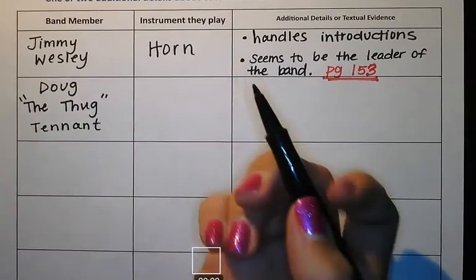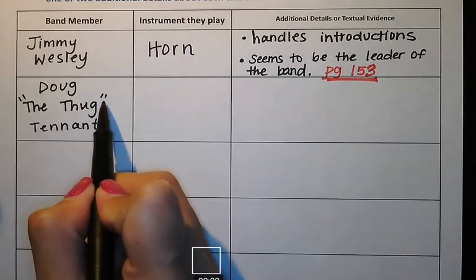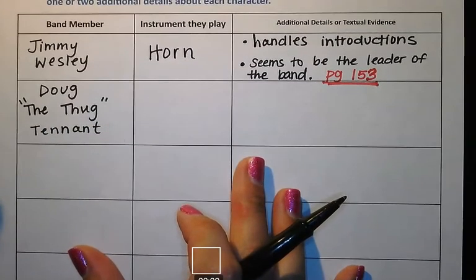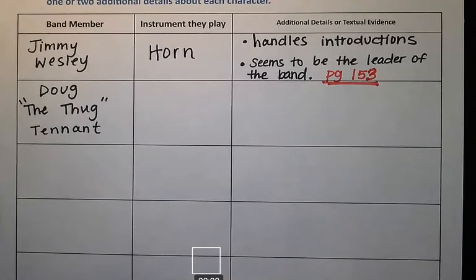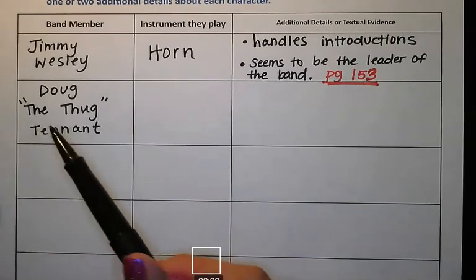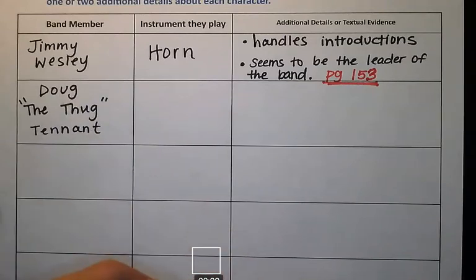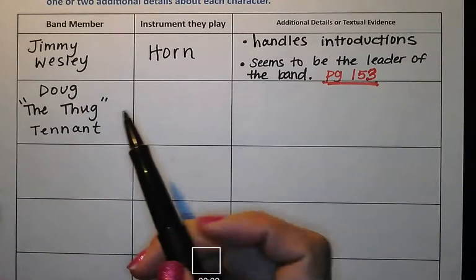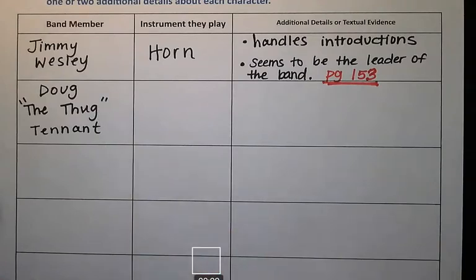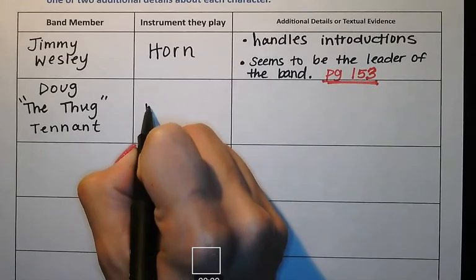And notice how right here, I'm going to go ahead and actually put these quotation marks because this is actually his nickname. They refer to Doug as the Thug, right? For some reason in the book. So we want to make sure that we add those little quotation marks because that's telling us that yes, Doug Tennant is his real physical name, but they call him the Thug as in like a nickname. And Doug actually plays the drums.